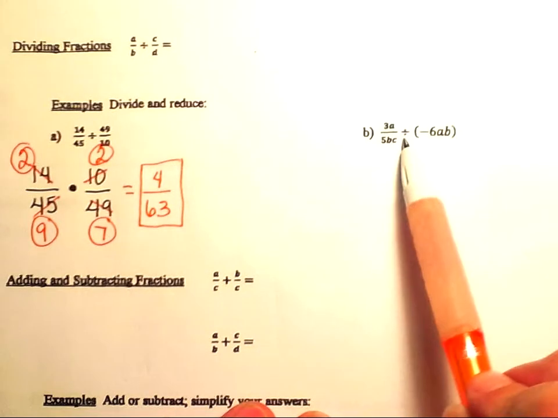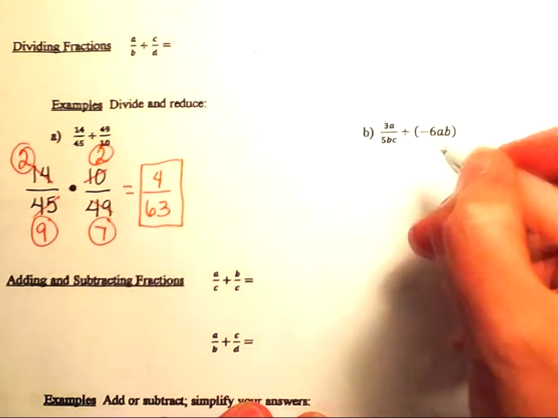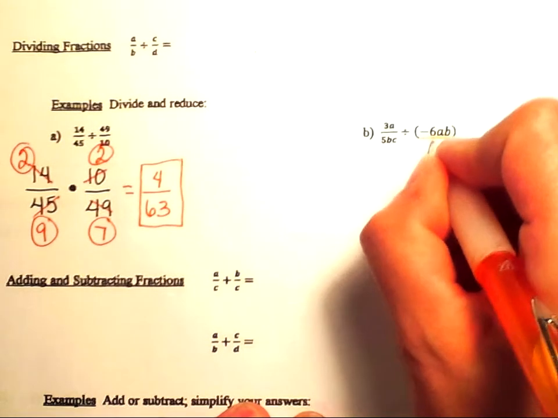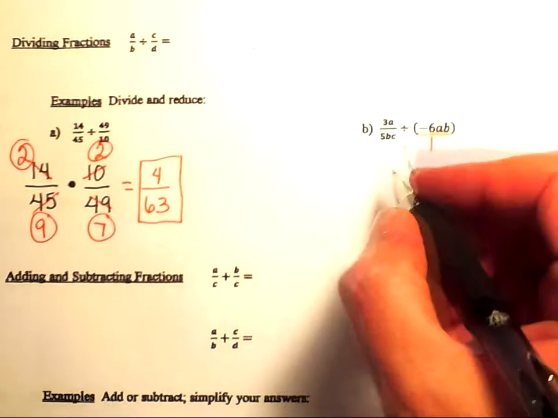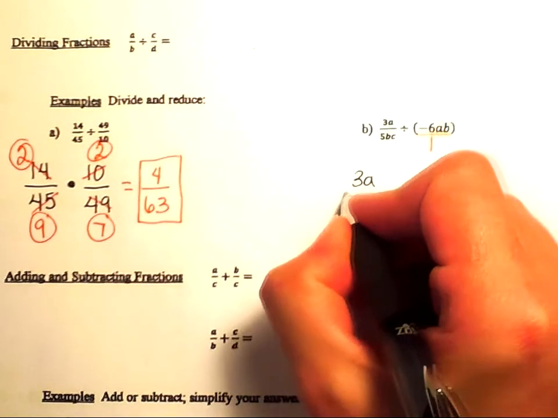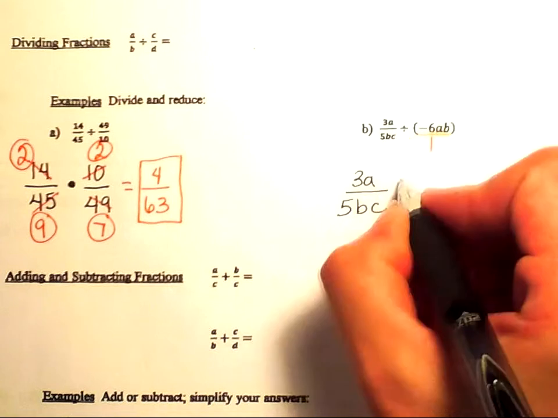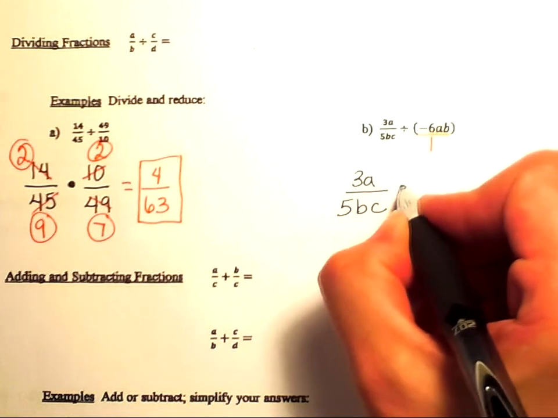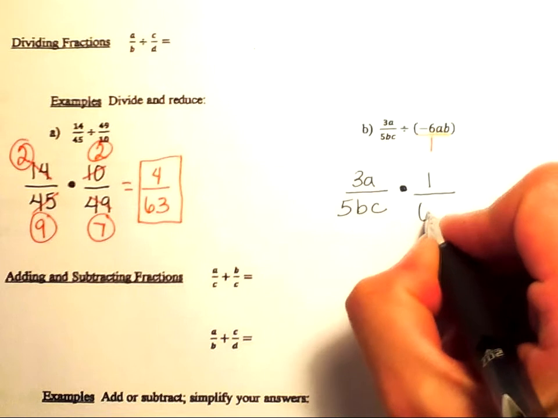Now with this one, we might be confused to think, I don't have a fraction, so I can't multiply by the reciprocal. But remember, we can create fractions by writing it over 1. Okay? Creates a rational number. So now this becomes 3a over 5bc. I change the division to multiplication and take the reciprocal.